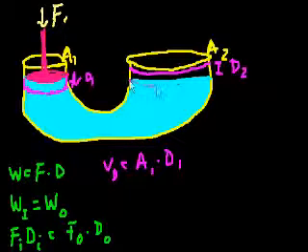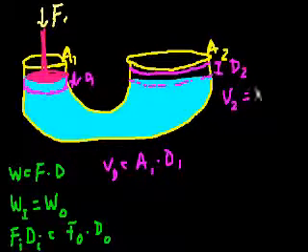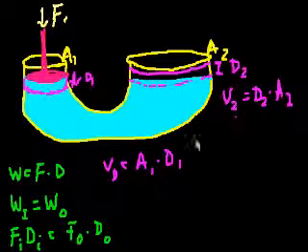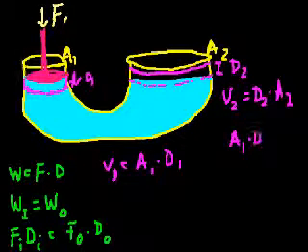And so what's the change in volume? How much volume did you push up here? Well, this volume is going to be the distance 2 times this larger area. So volume 2 is equal to distance 2 times this larger area. And we know that this liquid is incompressible, so this volume has to be the same as this volume. So area 1 times distance 1 is going to be equal to area 2 times distance 2.